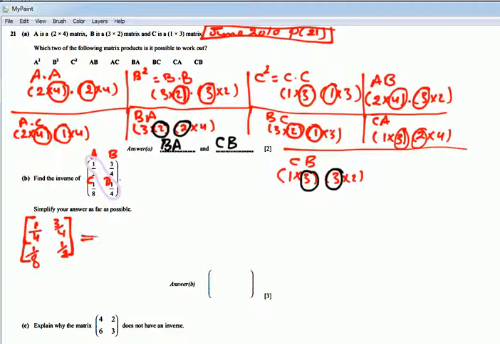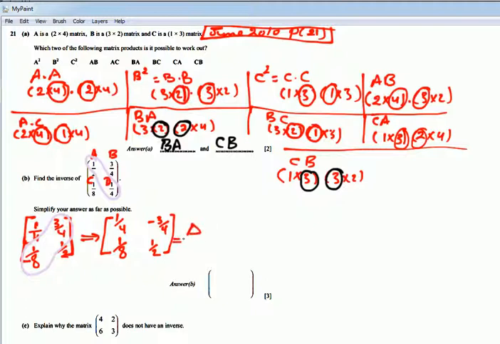Then you have to change the sign of the elements in the second diagonal, this one. So your matrix will become 1/4, negative 3/4, positive 1/8, and 1/2.